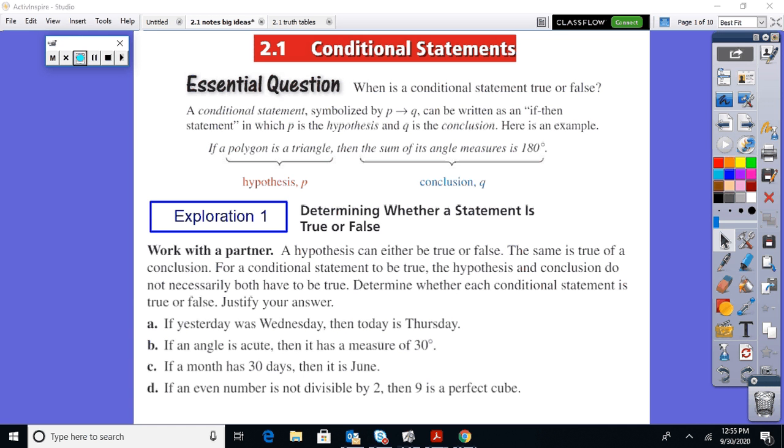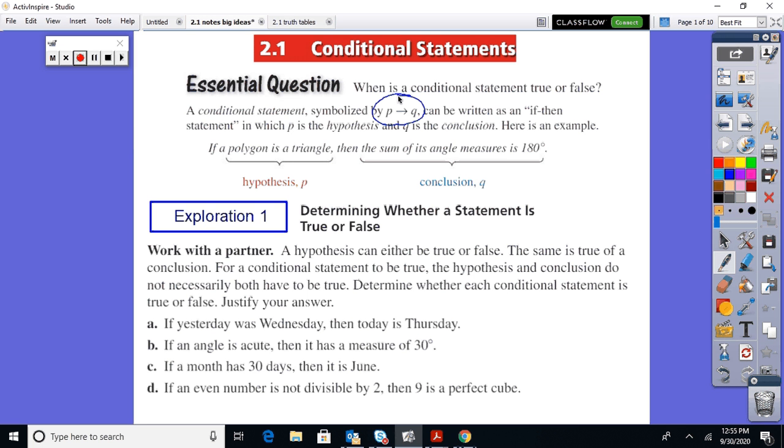A very important concept. A conditional statement symbolized by P arrow Q. So this very important notation we'll be analyzing in this section. And really when you read it, it's if P then Q or P implies Q. Any of those things mean the same thing as P arrow Q. Example, if a polygon is a triangle, then the sum of the angle measures is 180 degrees. The hypothesis is the if or the P part, and the Q, the conclusion, is the then part.